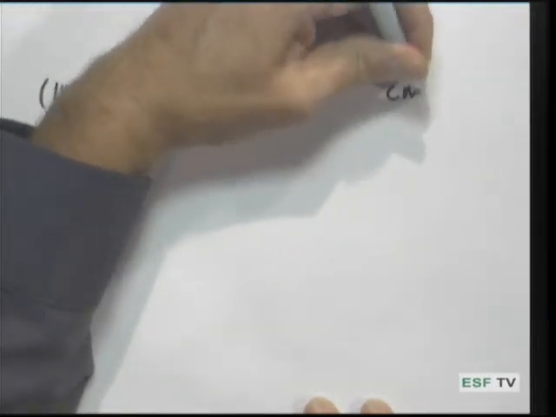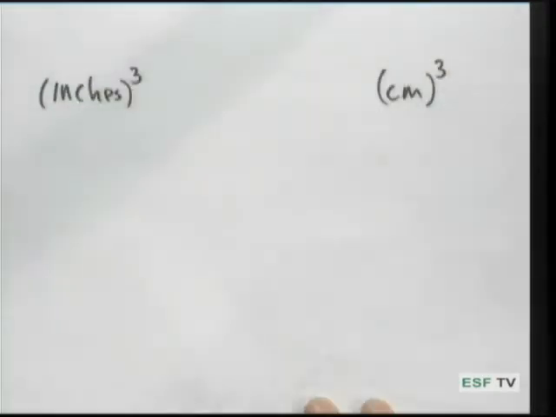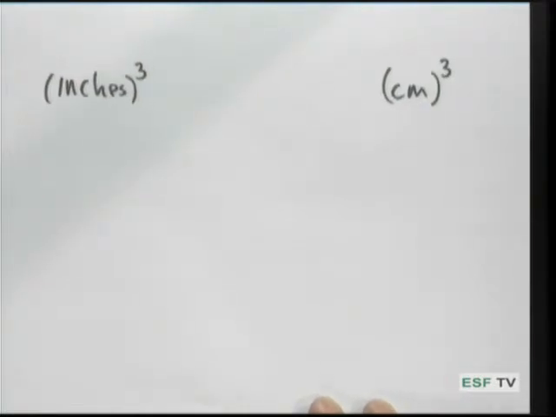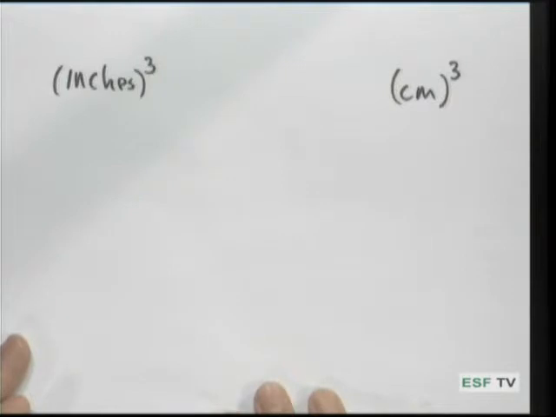Let's have a look at a way of converting, say, a volume measured in English units to a volume measured in metric units. So for example, let's take a volume measured in inches cubed, and we want to turn that into a volume measured in centimeters cubed over here. This is a little bit more complicated, but in principle, it's the very same kinds of operations. Let's just go through very quickly how this happens.